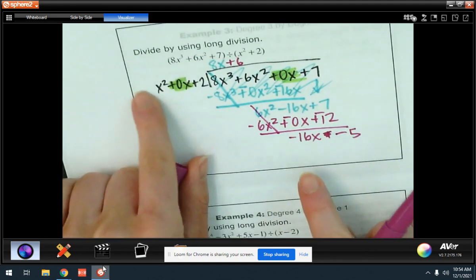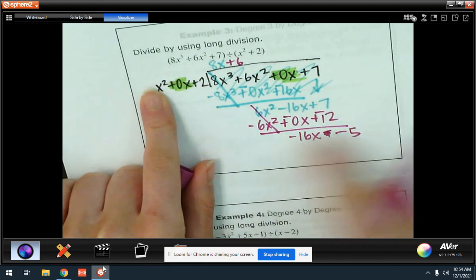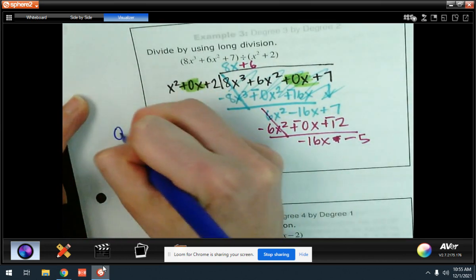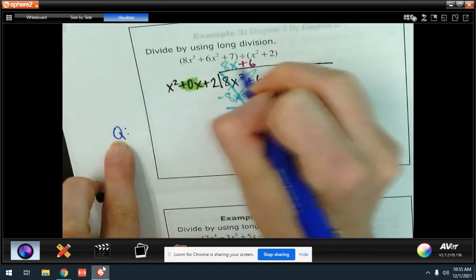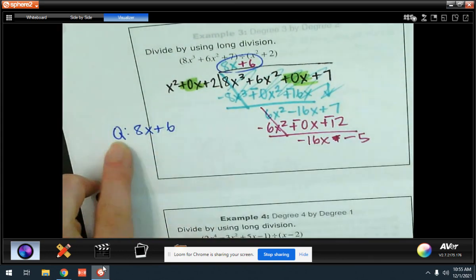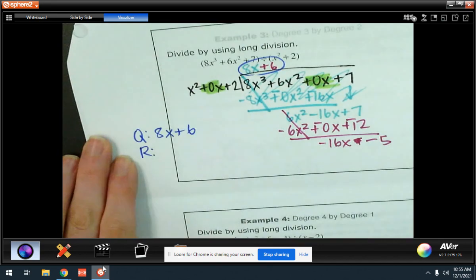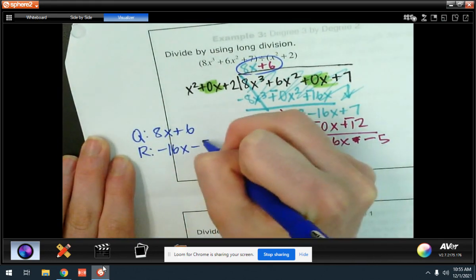Okay, and then x squared isn't going to go into an x term. So this time our remainder is also a polynomial, not just a number. Okay, and so on a test, if they're asking for the quotient, I'm just going to put Q for quotient, you would type in the 8x plus 6. If they're asking for the remainder, that's where you would type in the negative 16x minus 5.